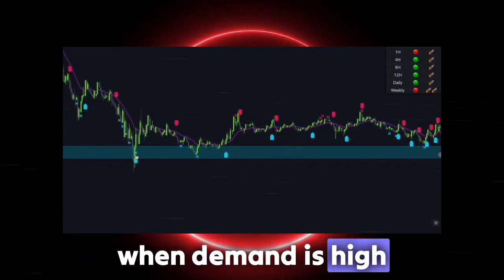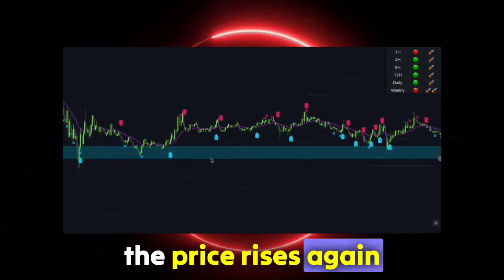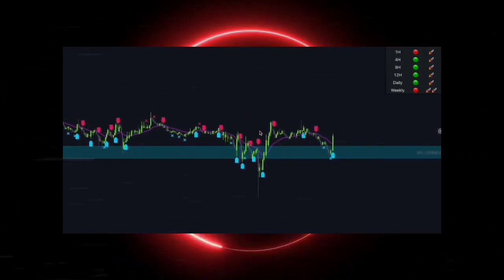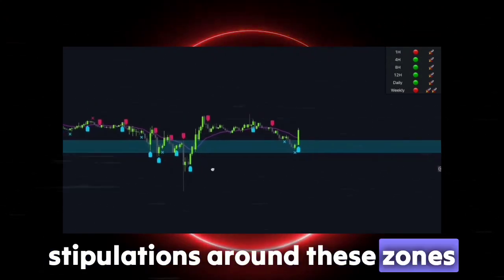When demand is high, everyone starts buying. As a result, the price rises again. Strong demand zones also prevent downside breakouts. However, you should keep in mind that there can be manipulations around these zones as well.